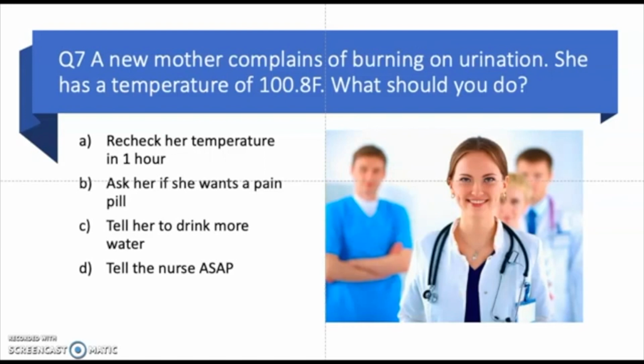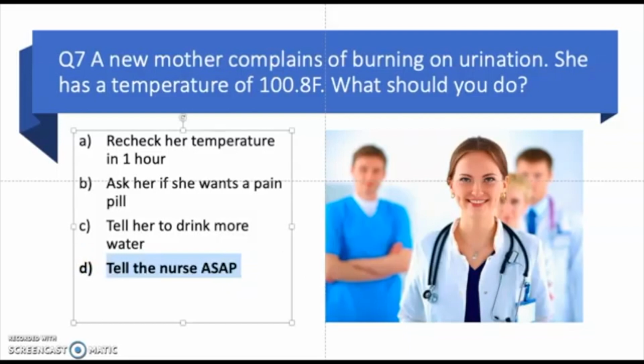Question number 7. A new mother complains of burning on urination. She has a temperature of 100.8 Fahrenheit. What should you do? Check her temperature in 1 hour, ask her if she wants a pain pill, tell her to drink more water, or tell the nurse ASAP. So the correct answer is tell the nurse ASAP. We have to report all clinical findings right away to our charge nurse.